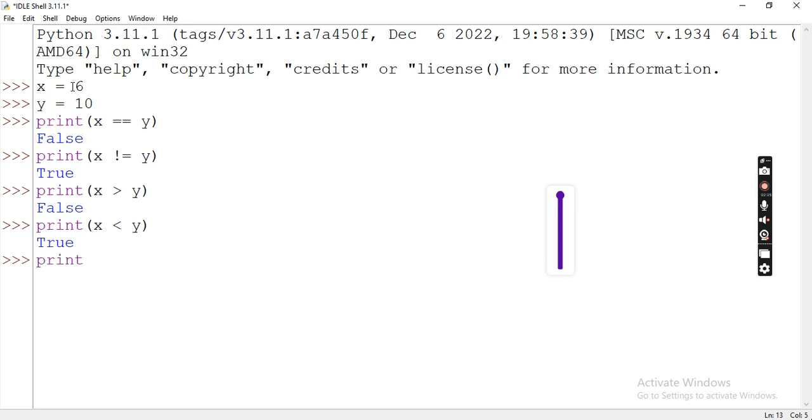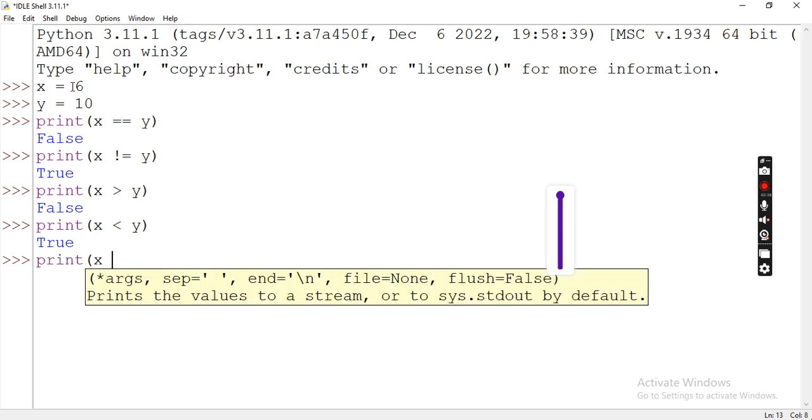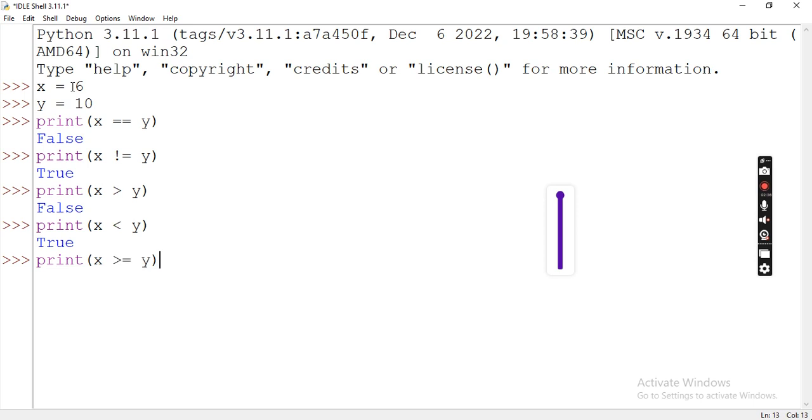The next one, x greater than or equals to y. The answer for that will be false. And then the next one, x less than or equals to y, and the answer for that will be true. So you see how just by knowing what a value is, we can use relational operators to determine whether the relationship between them is positive or negative, true or false.